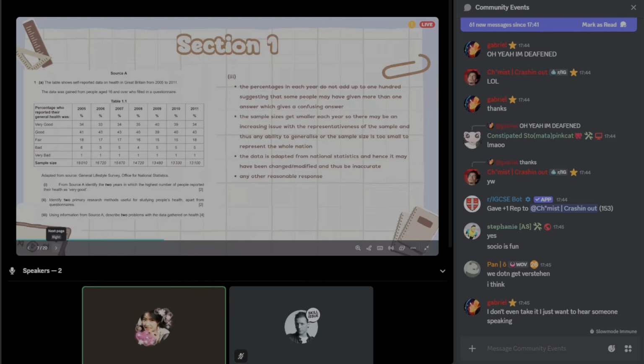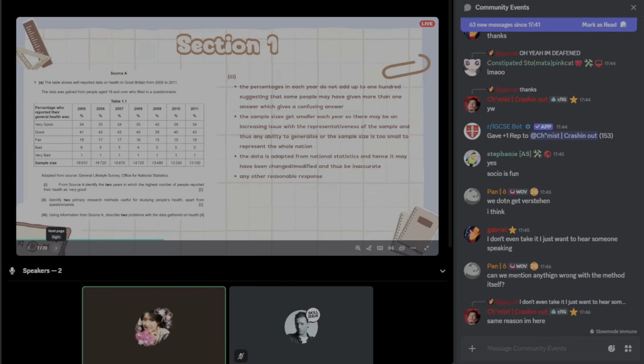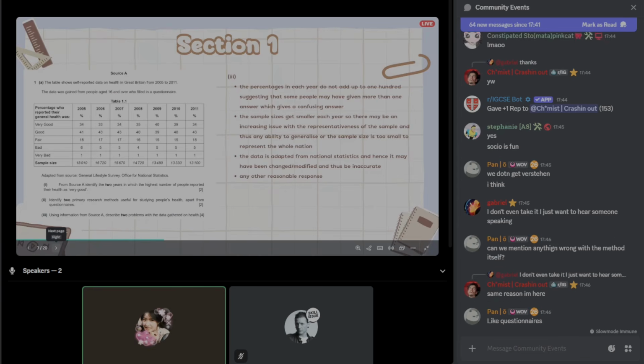And of course, as a few people mentioned in the chat, the sample sizes get smaller each year, so there may be an increasing issue with the representativeness of the sample, and thus any ability to generalize, or the sample size is too small to represent the whole nation. And the data is also adapted from national statistics, and hence it may have been changed or modified and thus be inaccurate, as of course we learned in chapter 6, when it comes to authorities, people may not be as honest as they feel a sense of feeling scared. And there's also any other reasonable response.